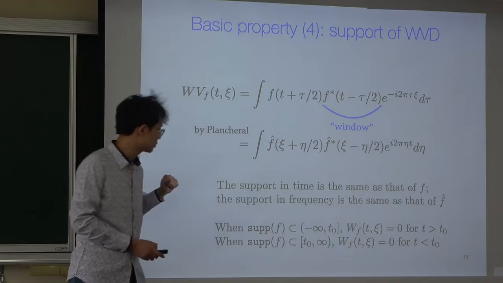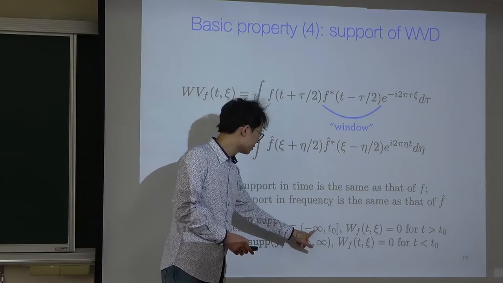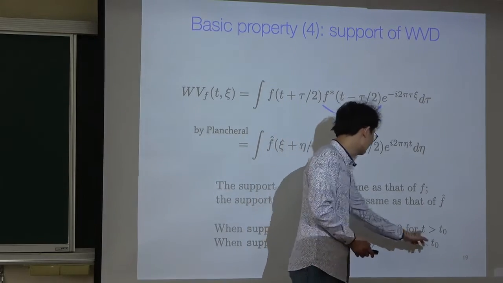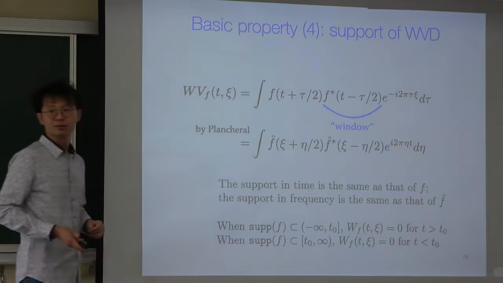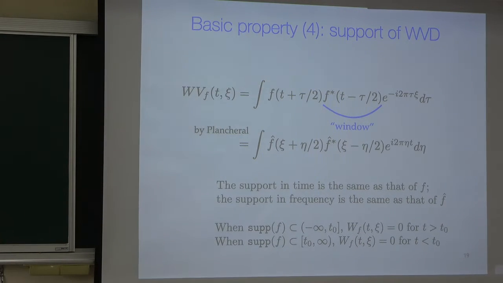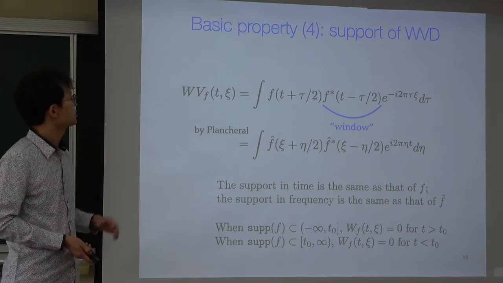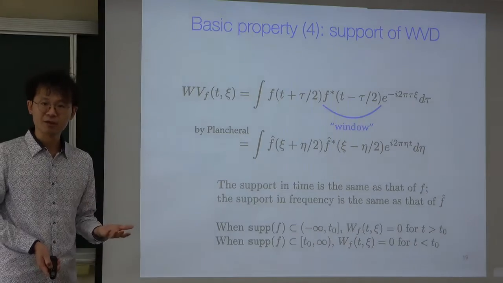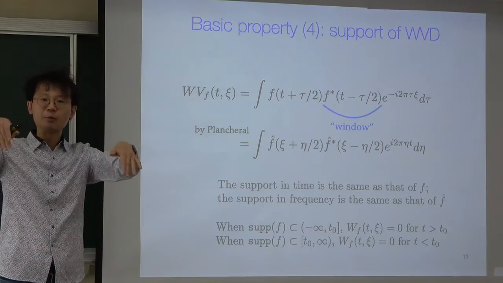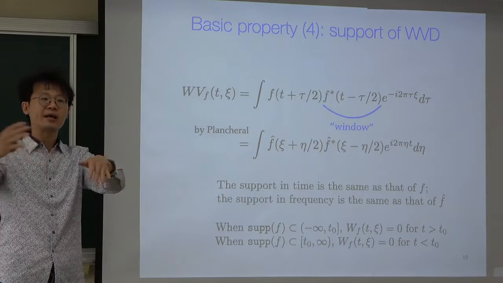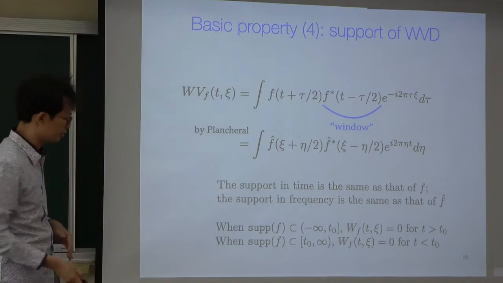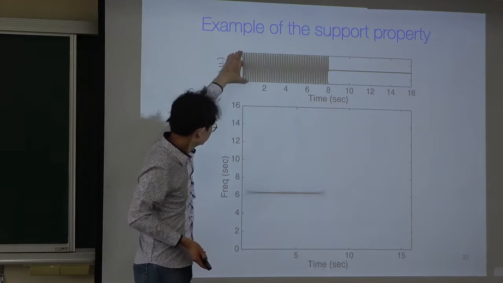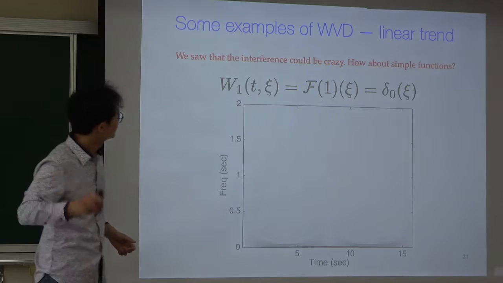And this is the mathematical formula. That is, if the support of f is from -infinity to t0, then the Wigner-Ville distribution will be 0 when time is greater than t0. So you can get some beautiful support properties. This is the property that short-time Fourier transform and synchrosqueezing don't have, because you have to use a window. Once you mount a window, you will always get some leakage to the future. Okay, so this is an example of the support. This is the signal. This is the Wigner-Ville distribution.